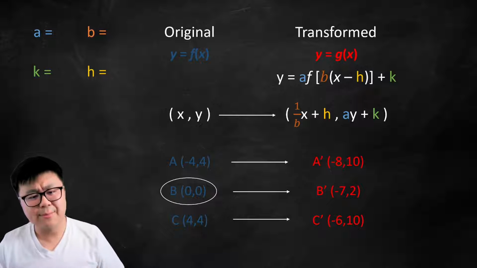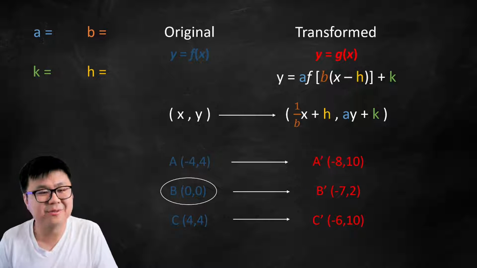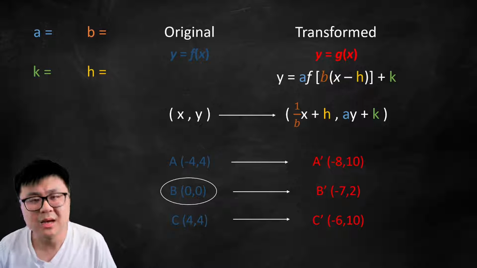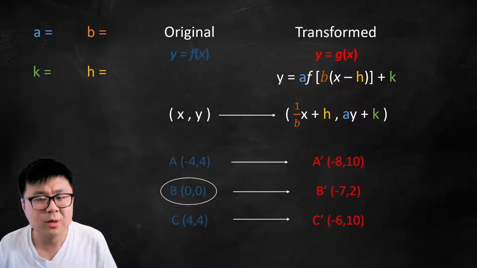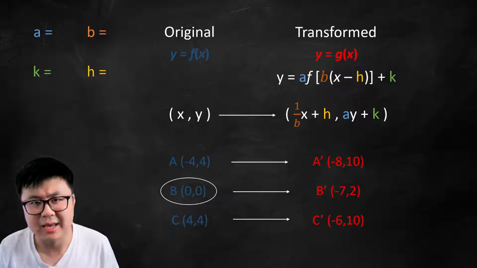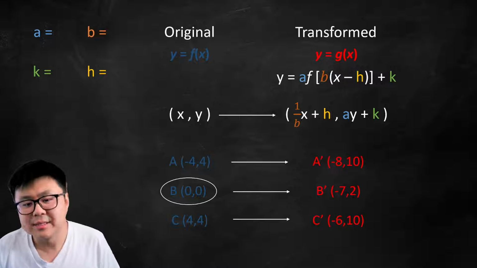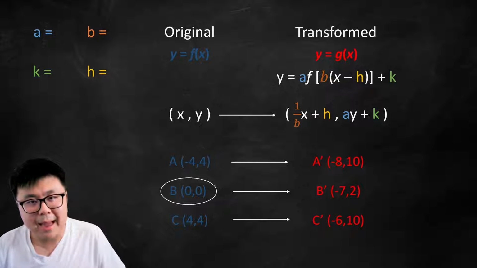So here we have a point B that's 0, 0. Perfect. It's got 0 for both x and y coordinates. Now, why are any original coordinates of 0 so useful for us when we're trying to figure out our a, b, h, and k? The answer is, if you have a point that's originally 0, look at the mapping notation.